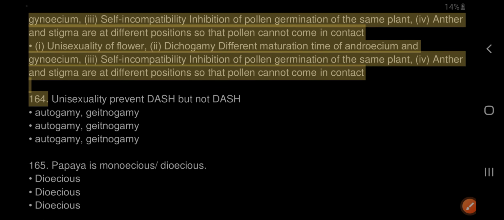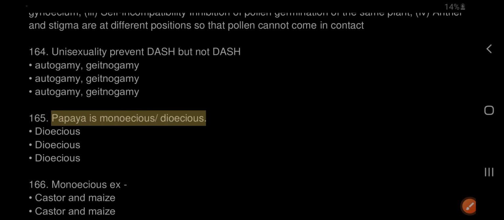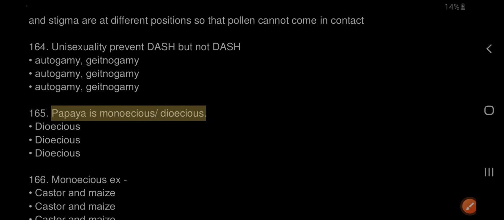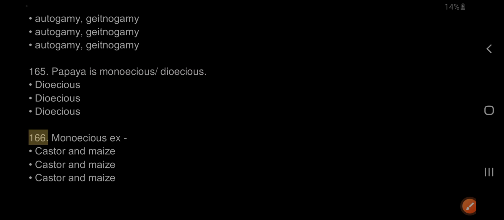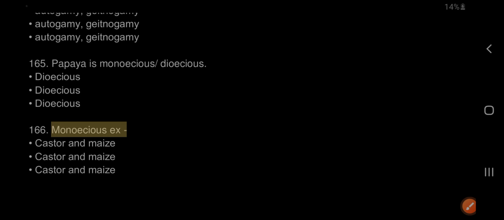165. Papaya is monoecious, dioecious. Dioecious. 166. Monoecious examples: castor and maize.